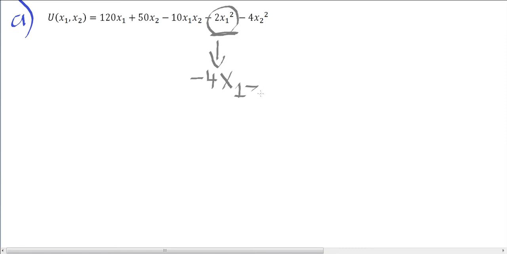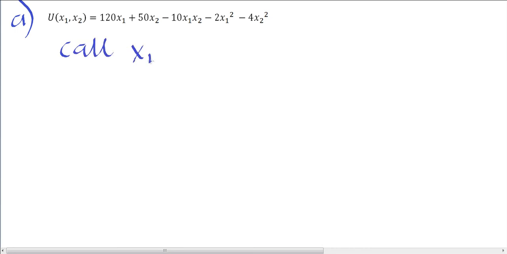So what you could do here is make life easier. You're allowed to rename variables in a question, as long as you do it right. You are allowed to rename variables, maybe to make an equation look a bit better. What if I call the x1 x, and maybe call the x2 y? So I'm literally going to say that: call x1 x, and call x2 y.